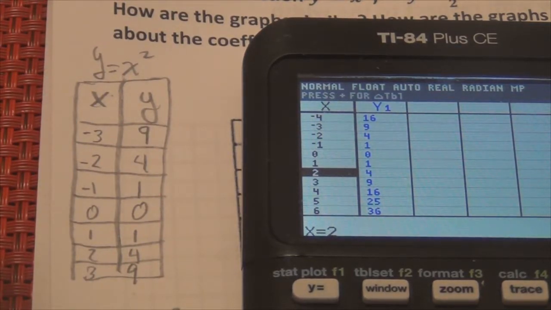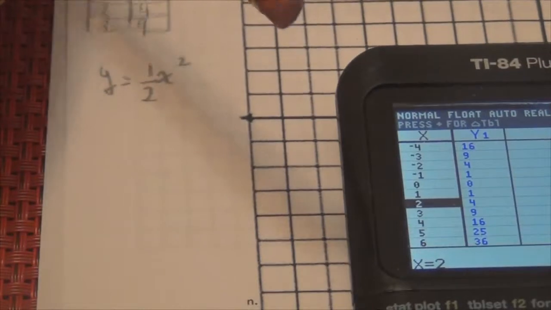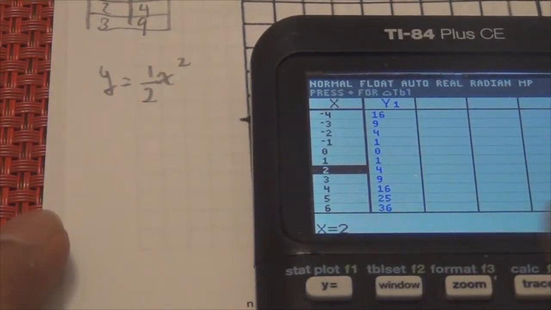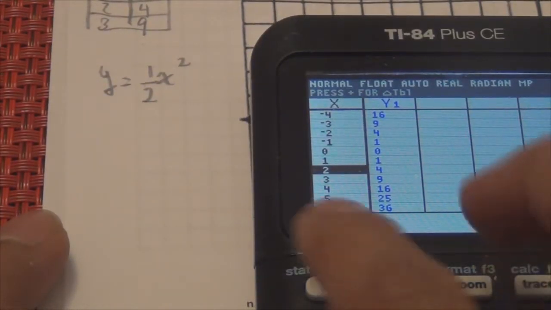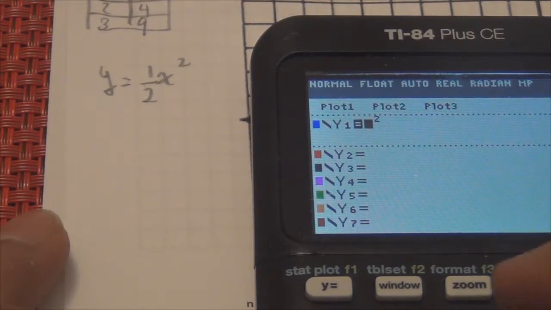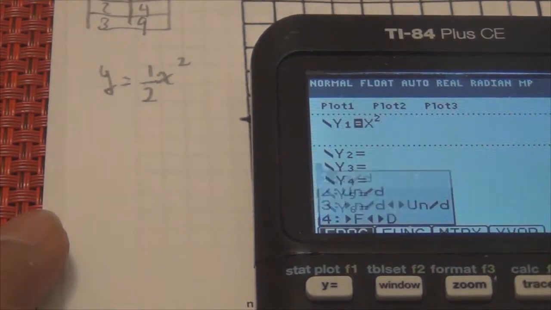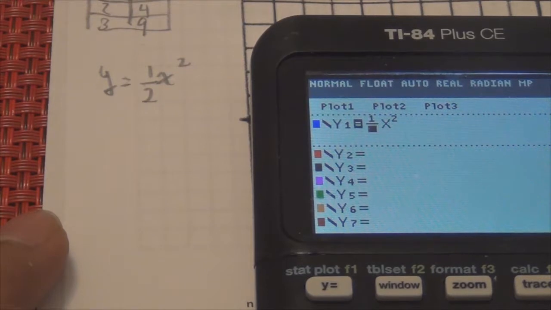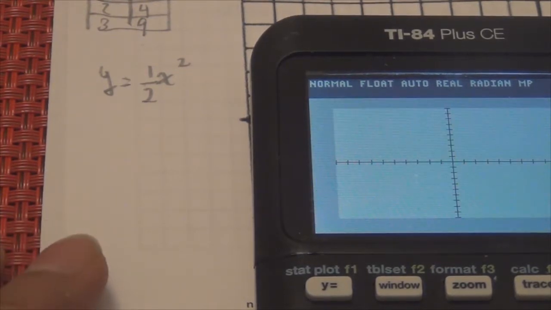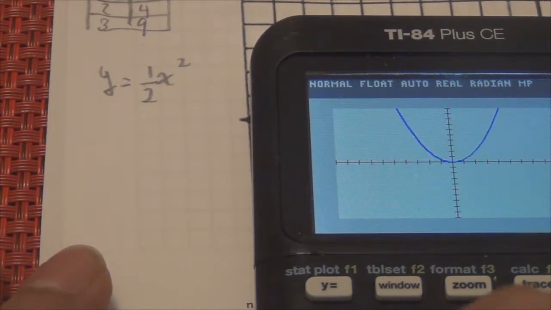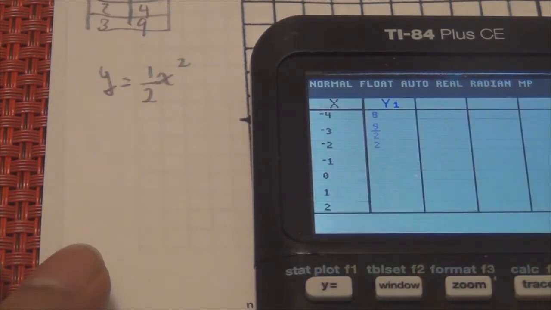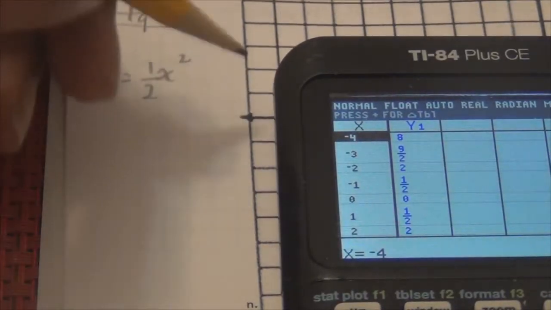Now before I graph, let me do the table for y equals 1/2 x squared. So I'm gonna go here, and I am going to press alpha y equals fraction, and I'm gonna put 1/2. See that? And now that's what the graph looks like. And I am going to take the table of values. When you get the table of values, you don't have to graph every single point. No, just graph the nice points.